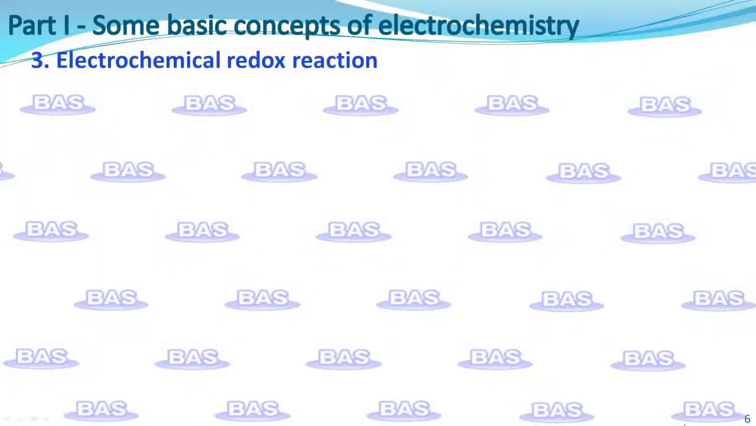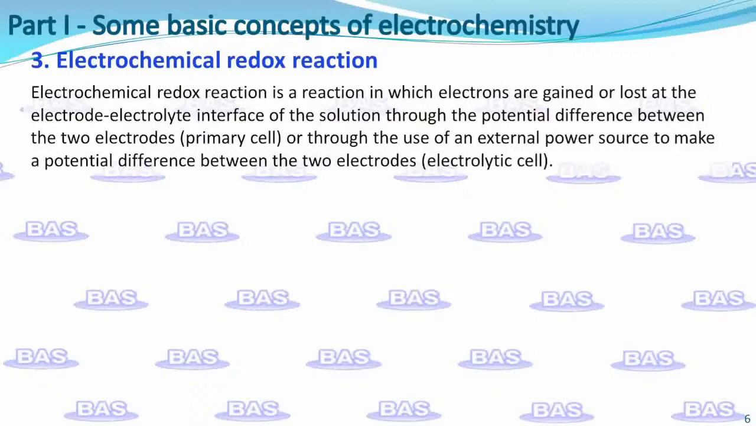Here, is there any way to distinguish the oxidation half reaction from the reduction half reaction and let them proceed independently? The answer is yes. It is an electrochemical redox reaction. An electrochemical redox reaction is a reaction in which electrons are gained or lost at the electrode-solution interface, through the potential difference between the two electrodes or through the use of an external power source to make a potential difference between the two electrodes.